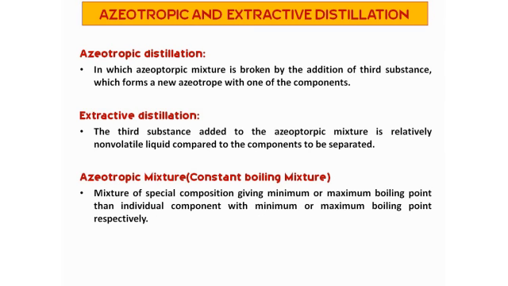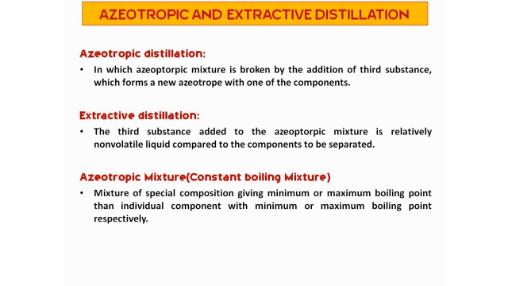Now the azeotropic mixture is a constant boiling mixture. It is a mixture of a special composition, suppose 5% of A and 95% of B, giving minimum or maximum boiling. Either it will have a minimum boiling point or a maximum boiling point compared to the individual components.